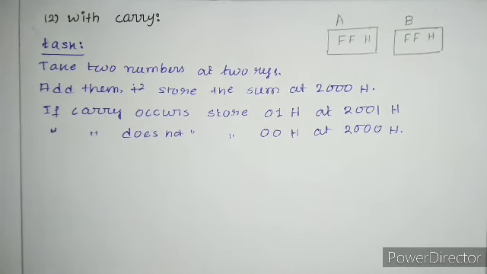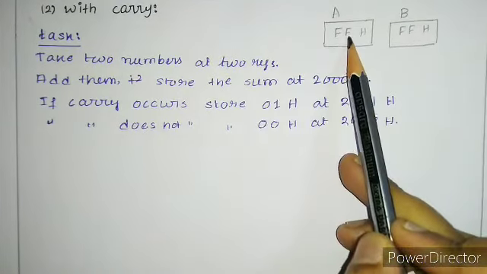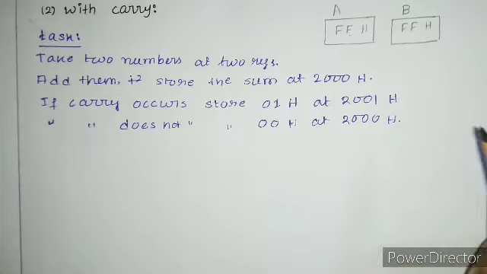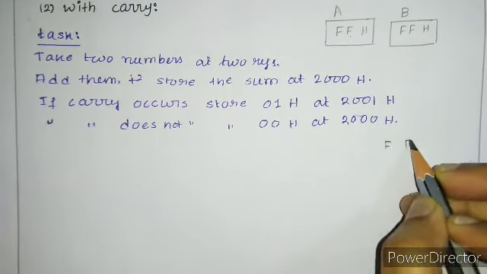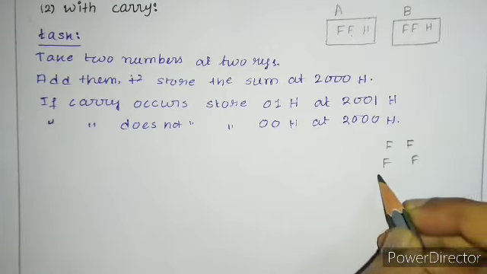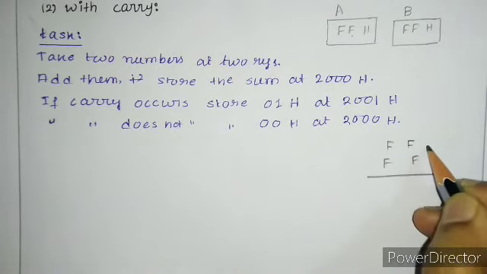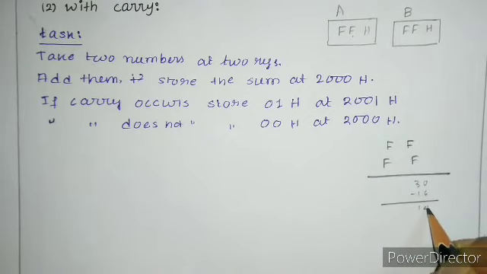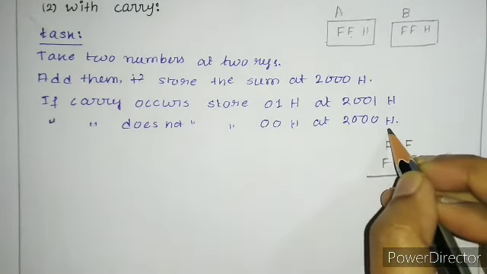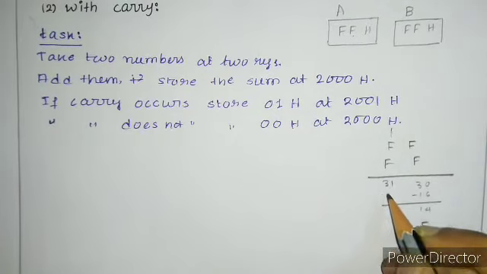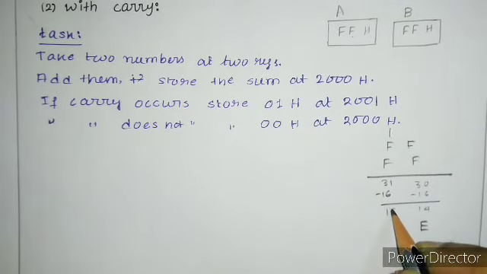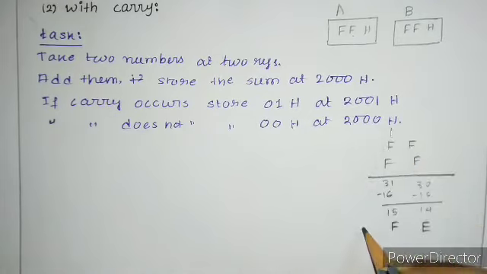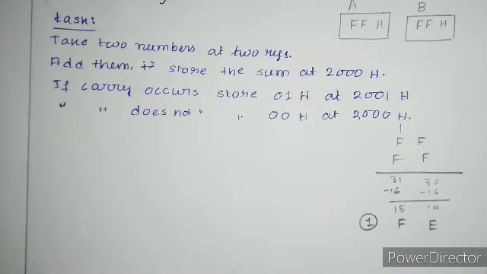Whenever we write a program, be specific about your inputs and what you want as your output. Suppose I have taken FFH and FFH. What is the result if we add these two? F plus F is 15 plus 15, which is 30, minus 16 is 14, which means E. Carry generates 1, 31 minus 16 is 15, which means F. And it generates a carry.